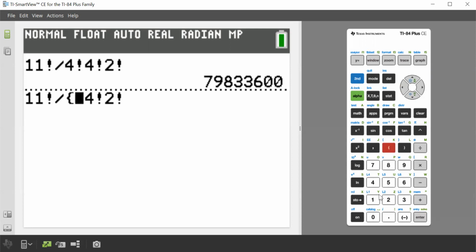Oops, and of course, I just didn't hit my insert, so I got to type this whole thing again. That sucks. Oh, no, I don't. Let's just do this. Second, enter. You hate me. Okay, 11 factorial. I'll just do it again.